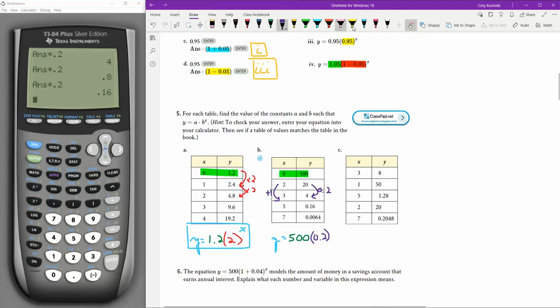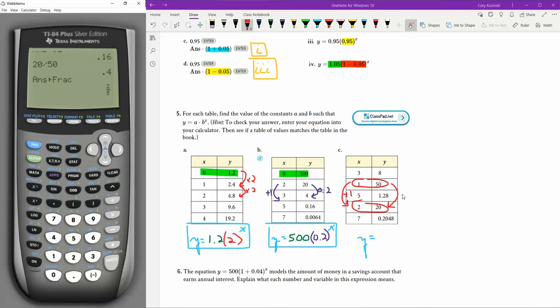And to the power of x. I think we already checked it with the recursive rule, so we don't need to check it with a table here. And they're trying to mess with us here on C. I think I'm going to use this and this here. So as x goes up 1, what happens here? 20 divided by 50 is 0.4, also known as 2/5. Multiplying by 0.4 or 2/5, whatever.